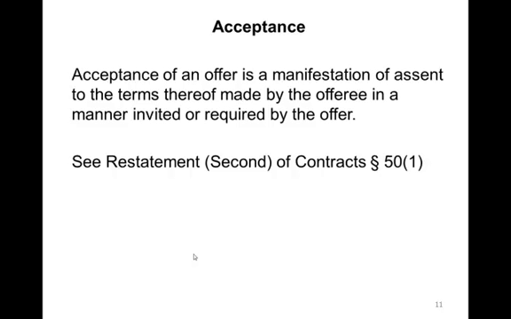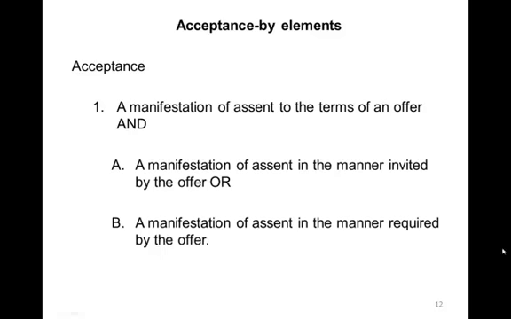That's the other end. You've got offer, and then you've got acceptance. Acceptance of an offer is a manifestation of assent to the terms thereof made by the offeree in a manner invited or required by the offer. So let's take a look at the elements for this. The first one is that there has to be a manifestation of assent to the terms of the offer. So you have to say yes, or yeah, I'd love to do that, something like that.